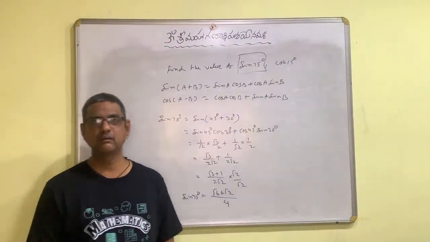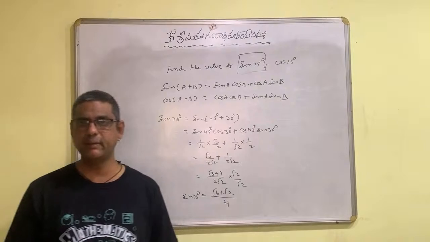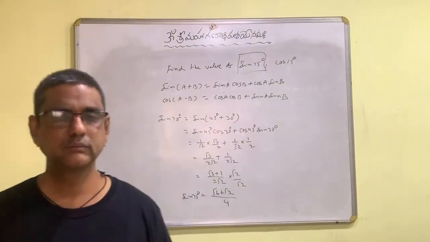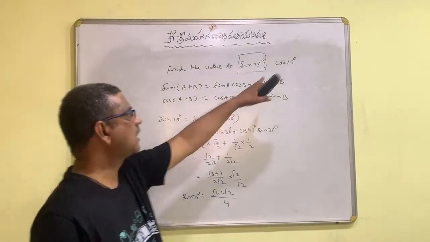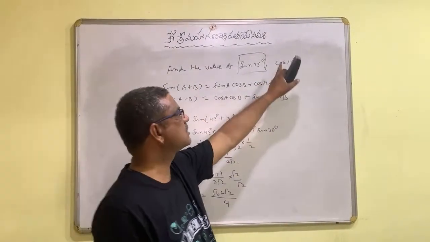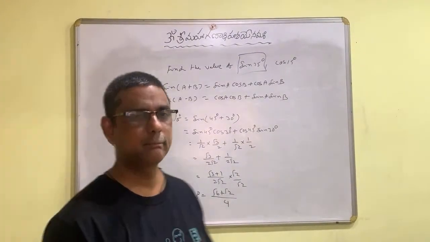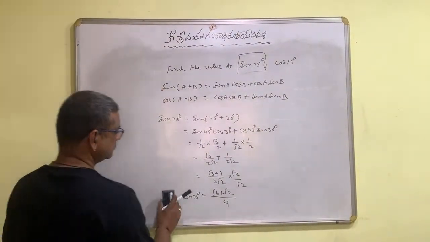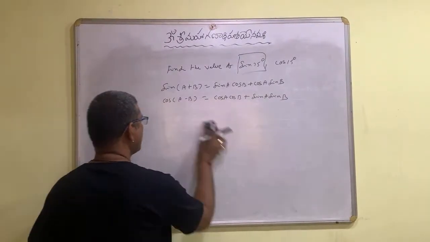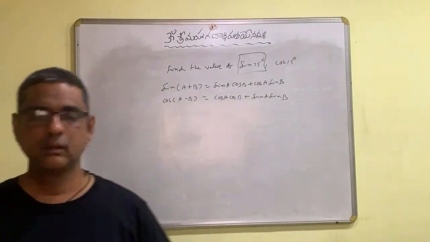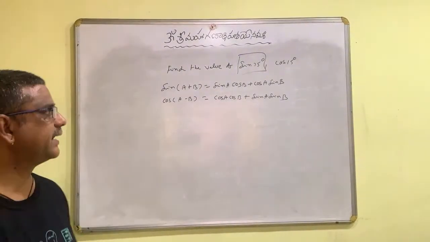So next one, sin 15 degrees. You tell me what its value is. You do it and tell me. Sin 15 degree, not sin 15, cos 15 degrees. Sorry, cos 15 degrees. You tell me.